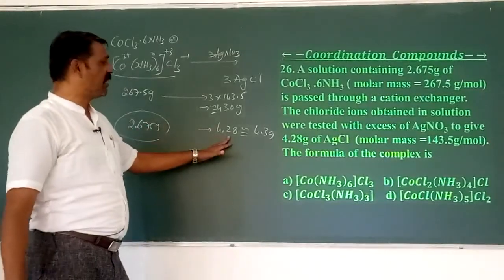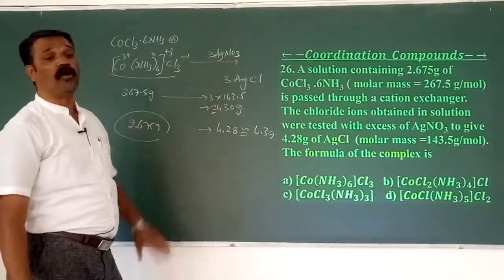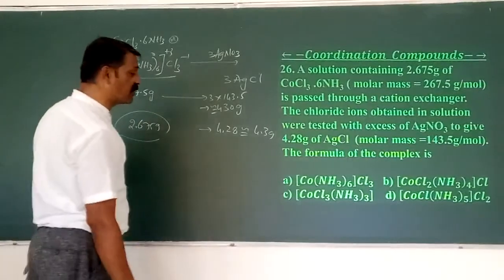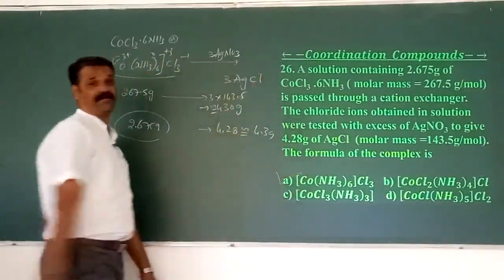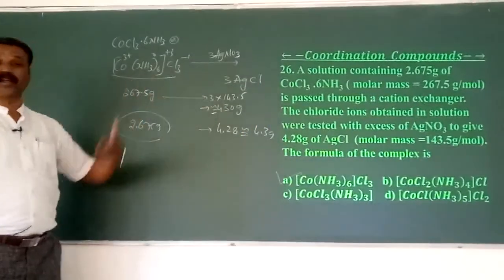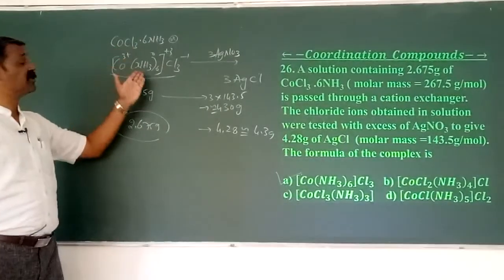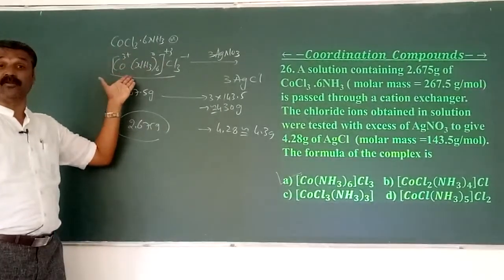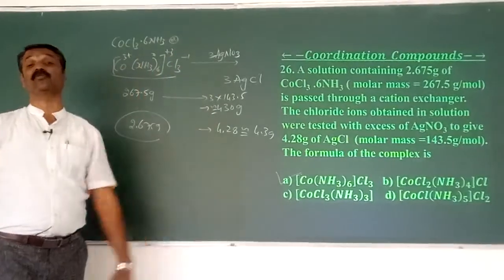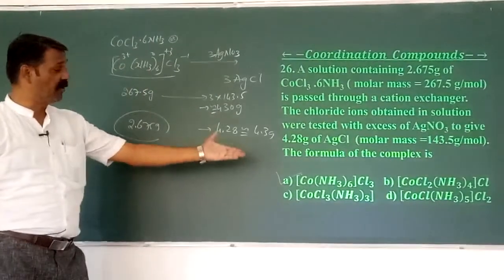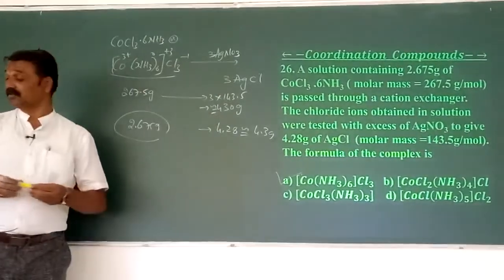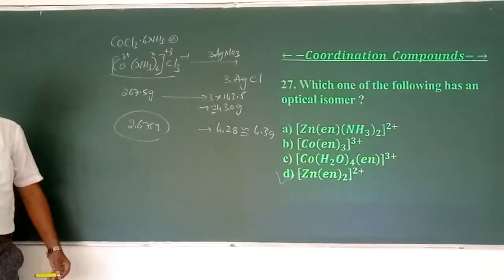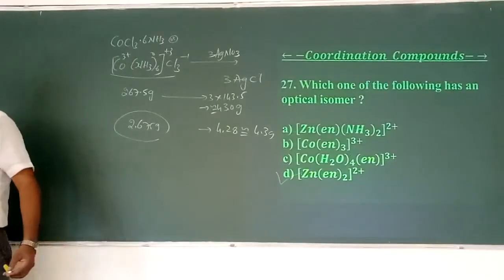This means all the chloride ions have to be present only outside. Without any calculation we can directly say, because the coordination number of cobalt is going to be 6, all the ammonia has to enter the coordination sphere, and all the Cl minus has to be outside. Therefore, the formula is Co(NH3)6 Cl3. So 26 is C. Let's move on to the 27th here.